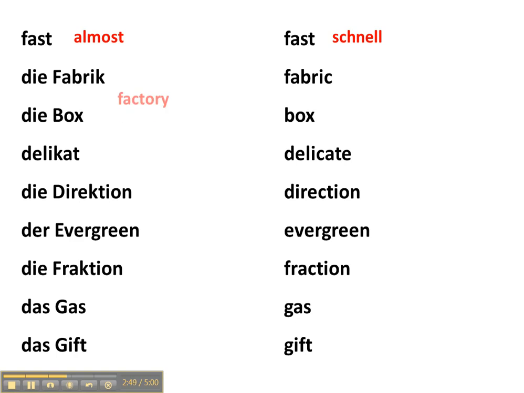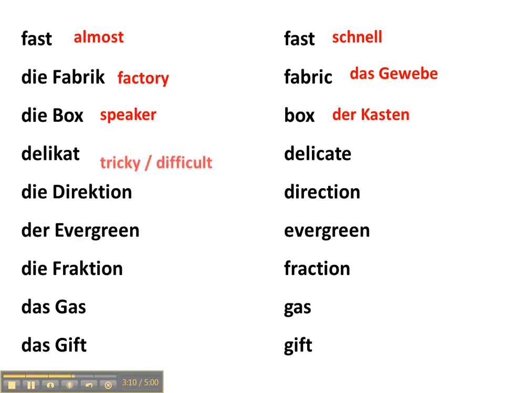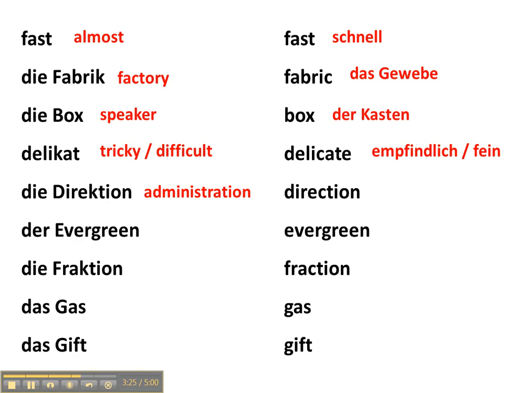Fabrik, in German this means a factory, but the English word fabric is Gewebe, or it's a clothing type. We're thinking of clothing. Die Box, which in German means the speaker, but for us a box is der Kasten. Okay, delikat is tricky or difficult in German, but in English we have the word delicate, which means empfindlich or fine. The word die Direktion. This is the administration in German, but we have the word direction, which in German would be die Richtung.